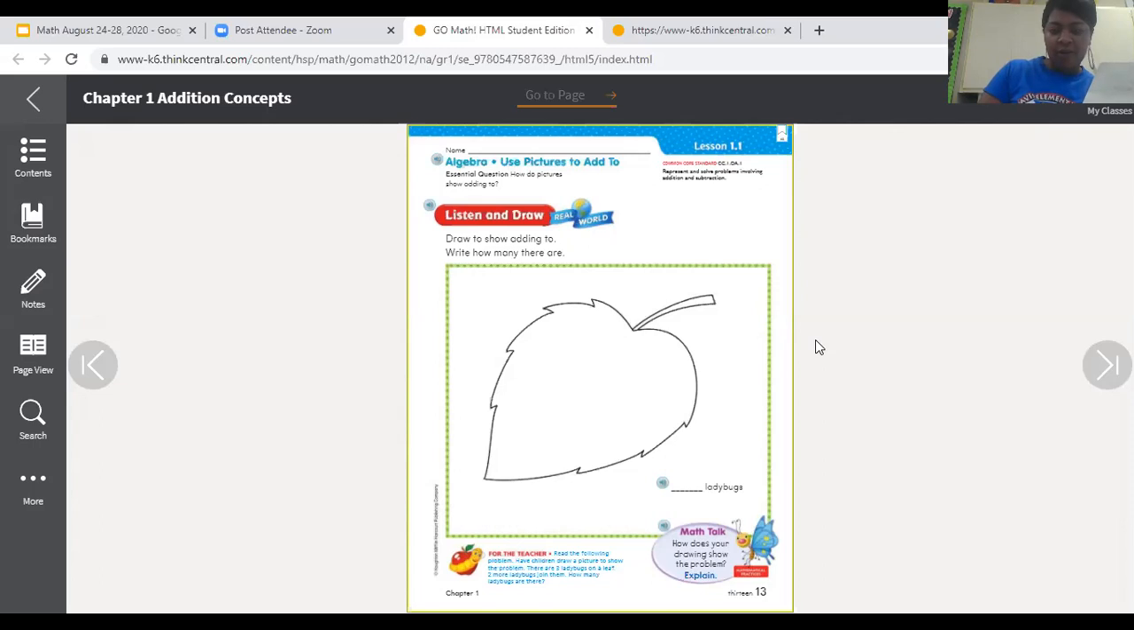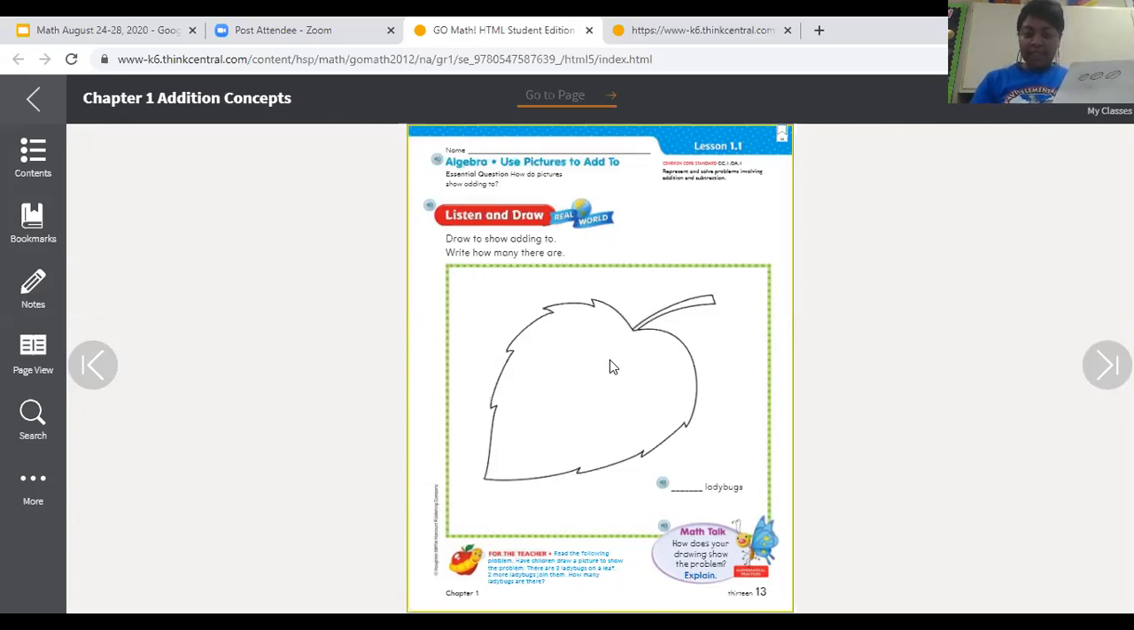So there are 3 ladybugs on a leaf. So on this leaf right here, there are 3 ladybugs. If you need to pause the video to draw the 3 ladybugs, you can go right ahead and do that. So I'm going to draw 3 ladybugs. That's 1 ladybug, 2 ladybugs, and there are 3 ladybugs. All right.